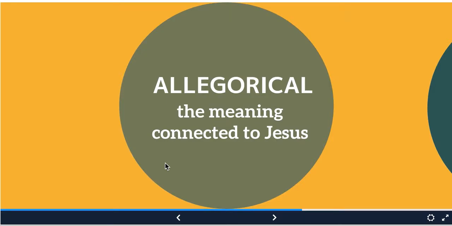So, allegorical, that's the meaning connected to Jesus. This is the Christological meaning, is what the textbook calls it. So, even passages in the Old Testament, there's like a secret Jesus connection to every passage of Scripture. That's the allegorical sense.